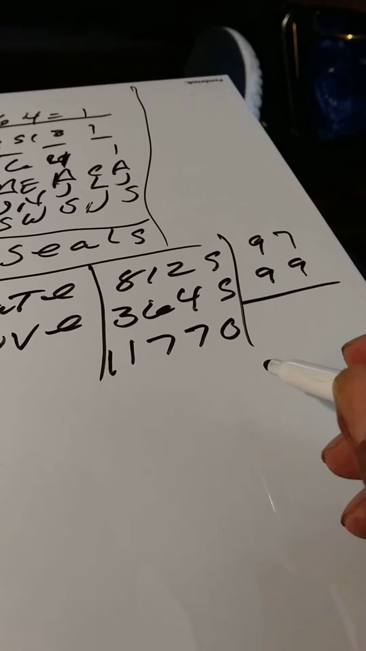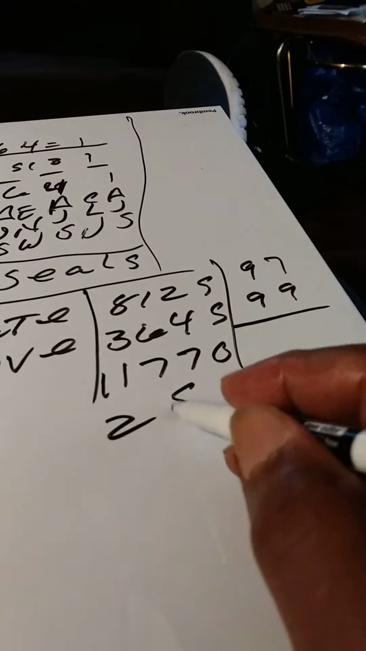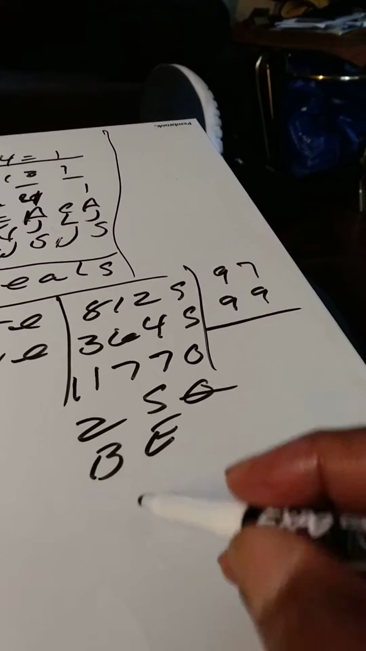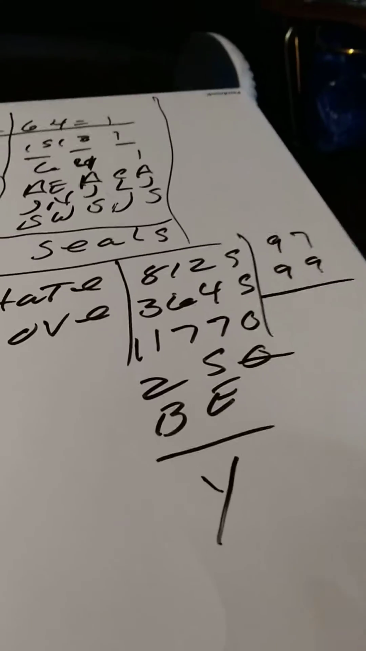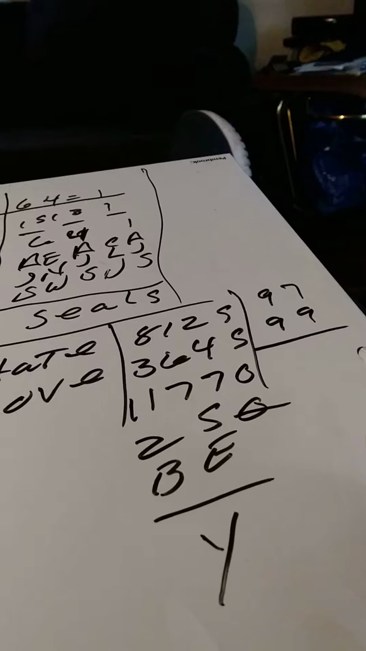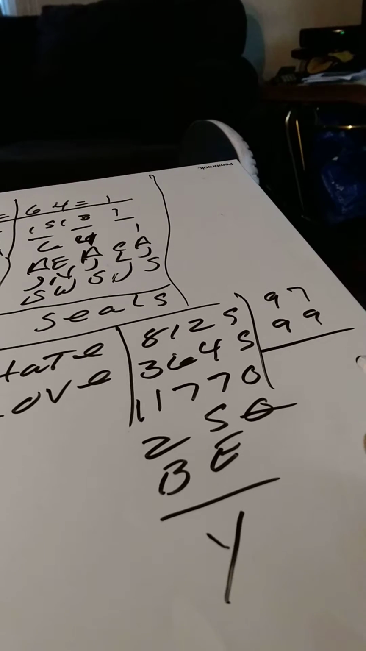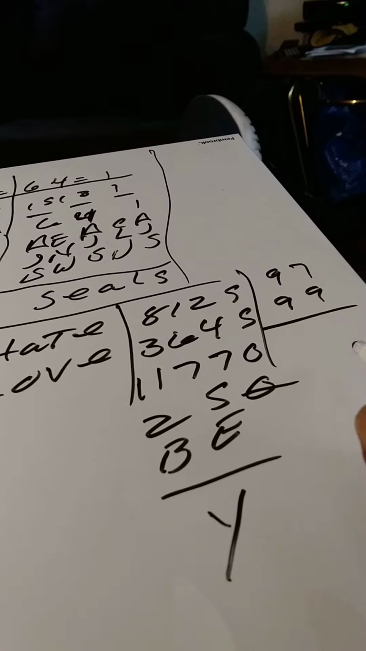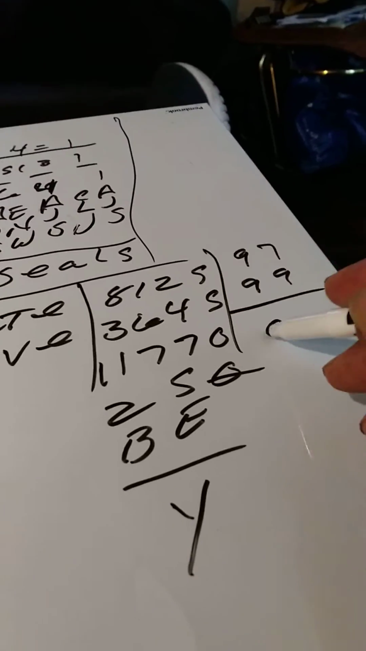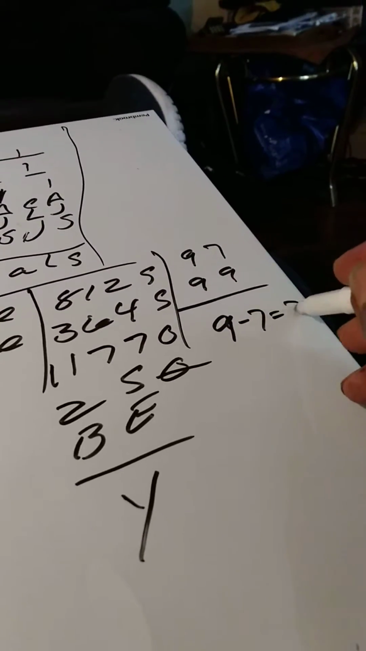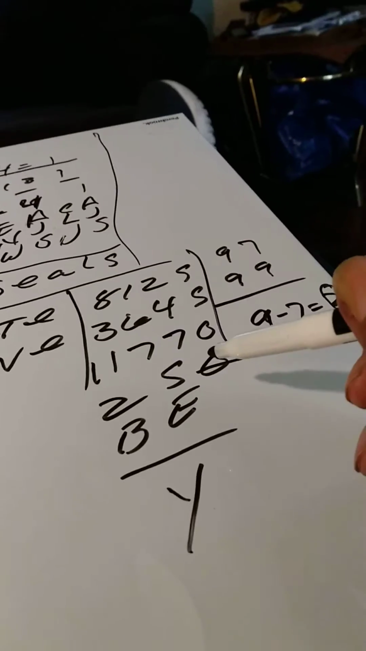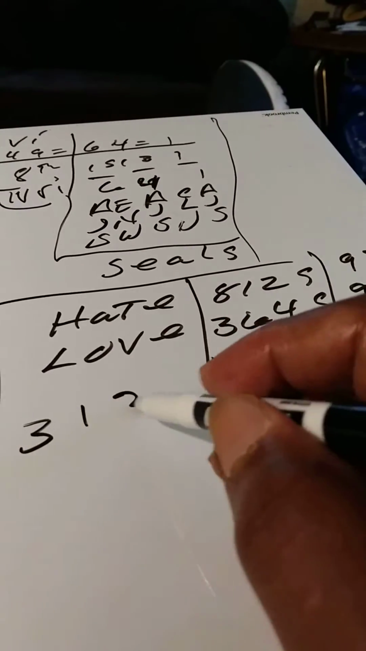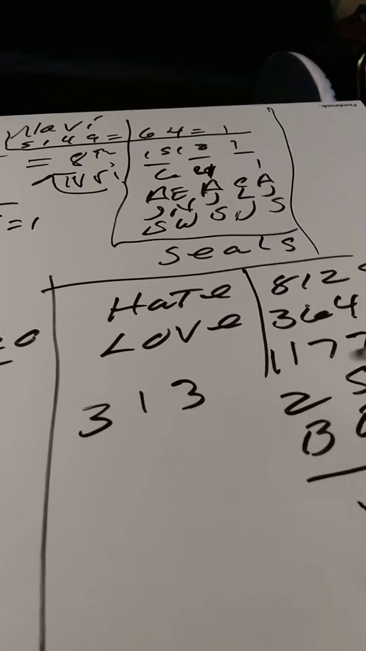Look at that number, y'all. That's wild. Love and hate. 9 subtracted by 7 equals 2. Love and hate. That's deep. So it's actually lived like this. You see, this is you right here.